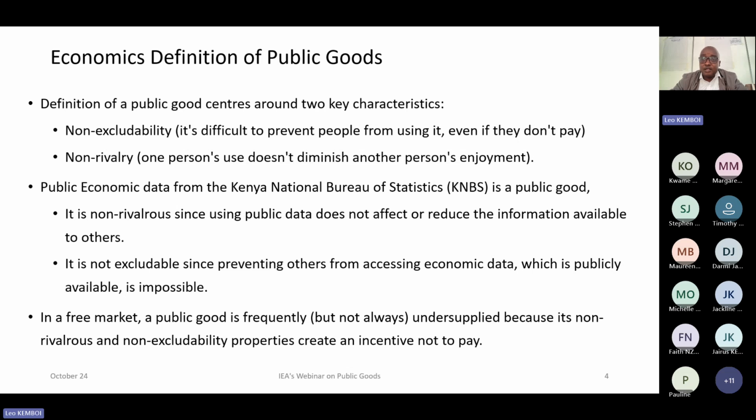Public goods normally suffer from what we call a free rider problem. For example, because government is funded largely through taxes, other people might not end up contributing directly through taxes, but end up enjoying that service.